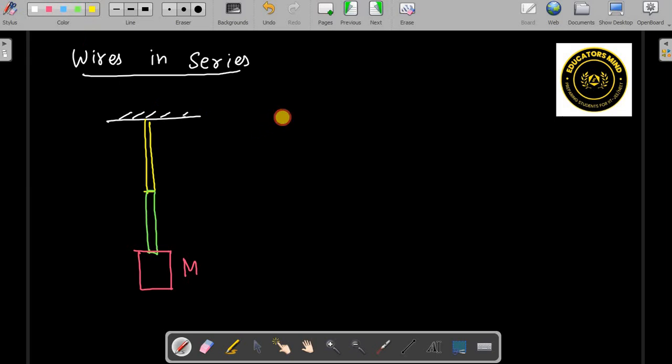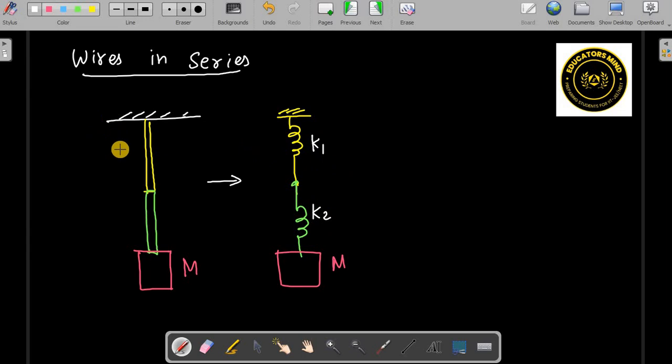You can consider this as an equivalent system of springs. Right? You can consider this as a system of springs connected like this. We can convert this into this situation. Now let's say this is K1, this is K2. So its length is, let's say, L1, its Young's modulus is Y1. Its length is L2, its Young's modulus is Y2. Areas of cross sections are the same, common cross section areas, right?